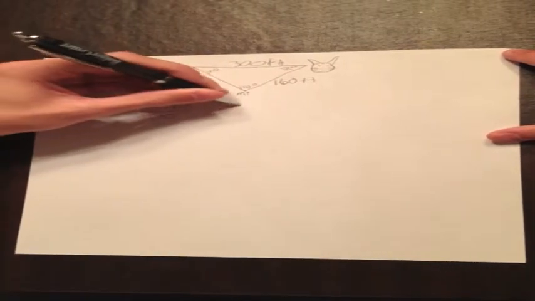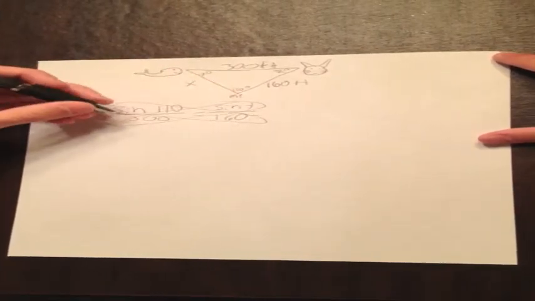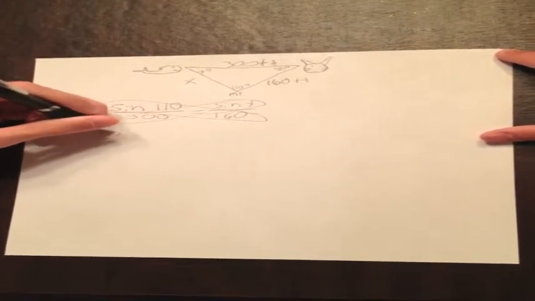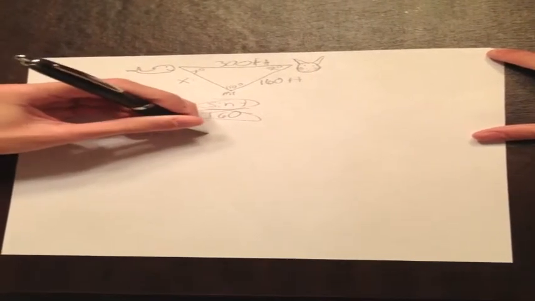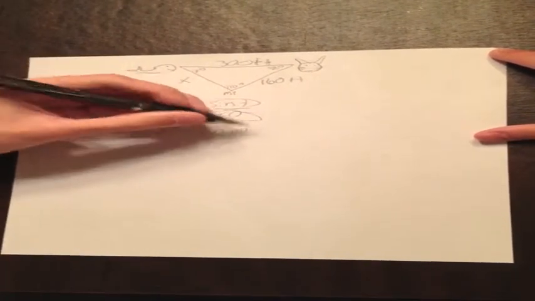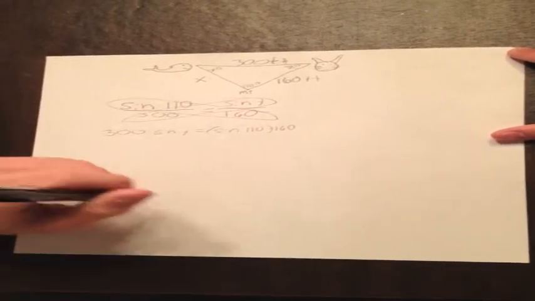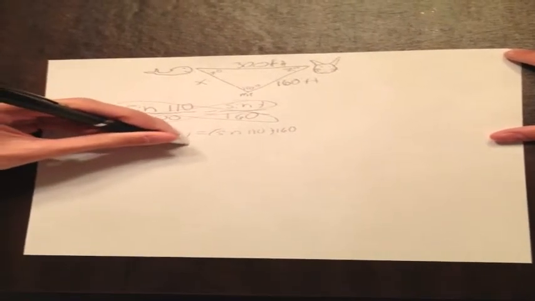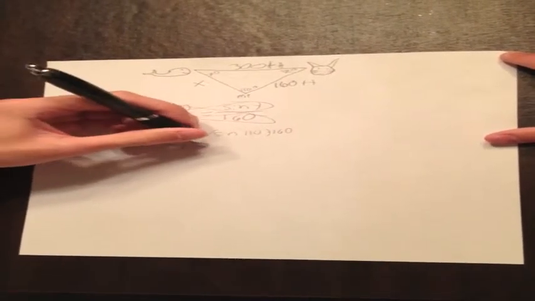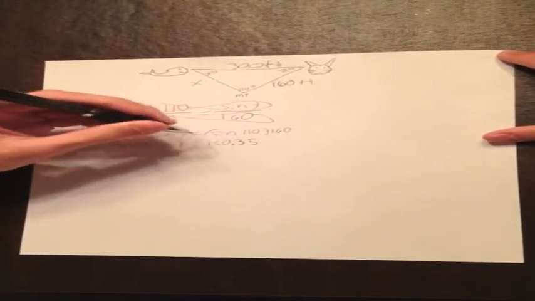So I'm going to do the sine of y over 160. Little cross multiplication here. And 300 times the sine of y will equal sine of 110 times 160. So, you will get 300 times the sine of y will equal about 150.35, rounded to the second decimal.